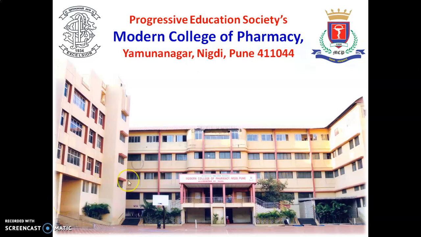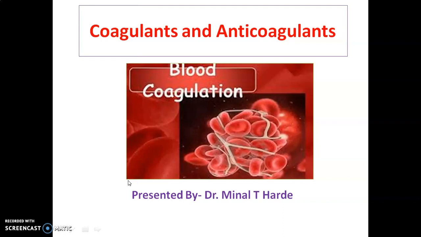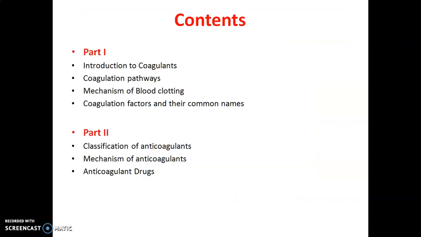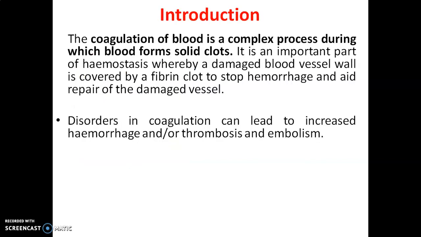Today we are going to see coagulants and anticoagulants. Contents are divided into two parts. Part 1: Introduction to coagulant, coagulation cascade, mechanism of blood clotting, coagulation factors and their common names. In Part 2, we are going to see classification of coagulants, mechanism of anticoagulants as well as anticoagulant drugs.